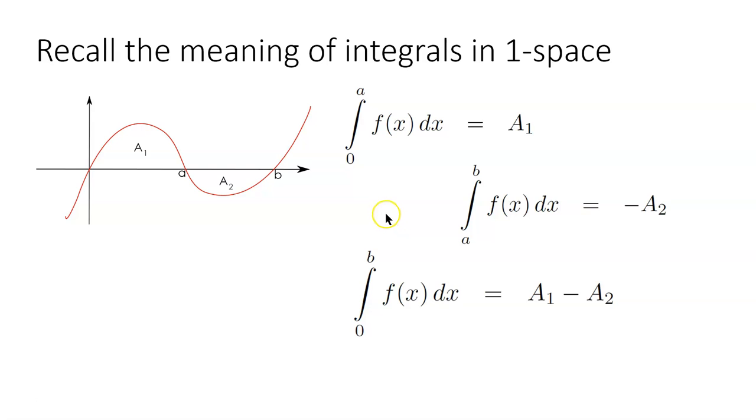Also recall, if you integrate backwards, you get the opposite. So if, instead of going from 0 to a, I go from a to 0, you get negative A1. That's because the base of all your rectangles are actually of a negative length, which doesn't make sense, but that's how the mathematics works out.